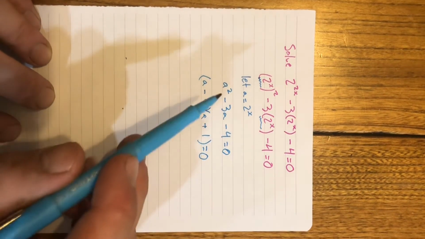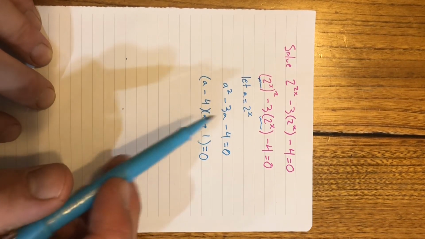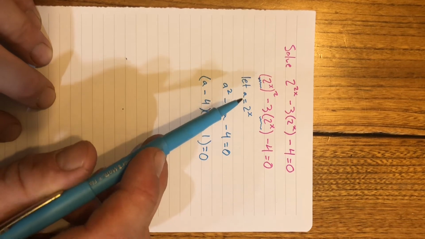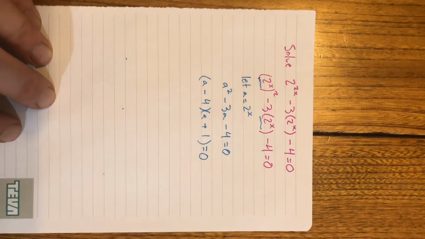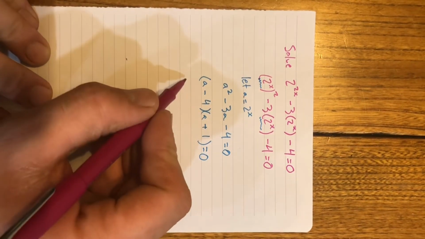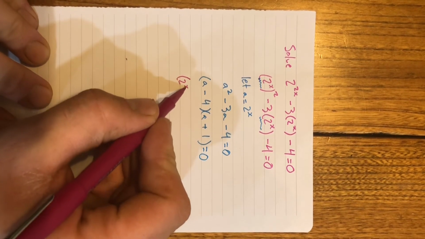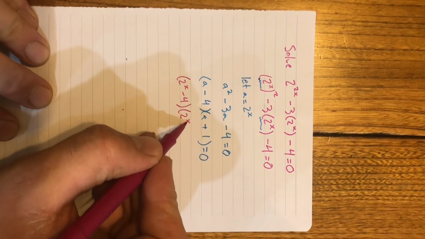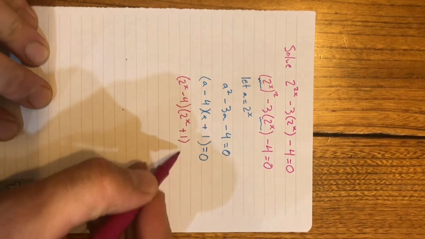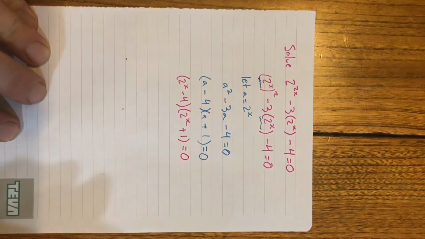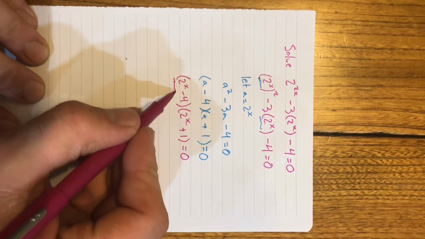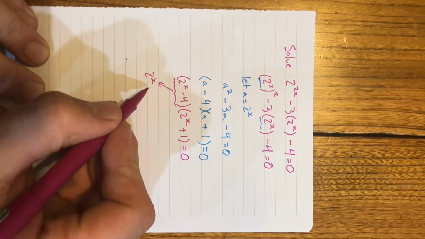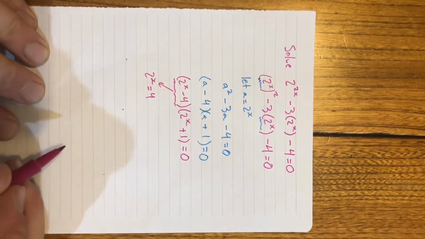But we know the solutions in terms of a. We don't know the solutions in terms of x. But a is equal to 2 to the power x. So we can back substitute. So we'll have 2 to the power x minus 4 and 2 to the power x plus 1 being equal to 0. And so this means that one solution is 2 to the power x is equal to 4.